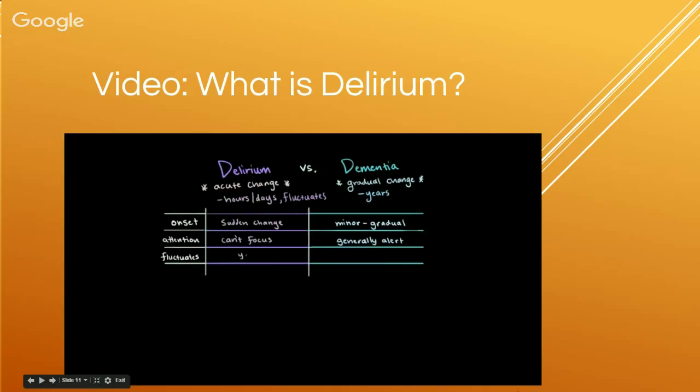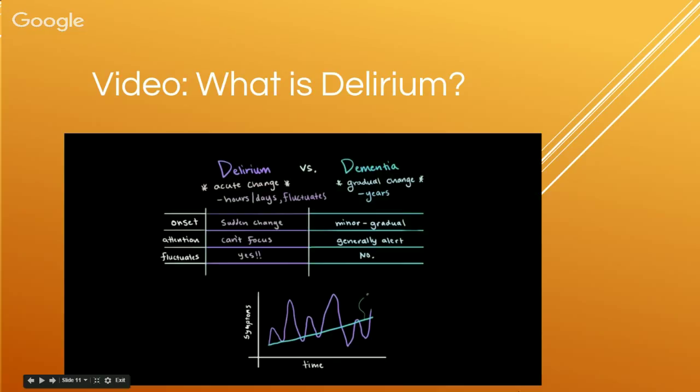Symptoms of delirium can fluctuate significantly, coming and going throughout the day. If you plotted them on a graph, it might look something like this, where symptoms come and go relatively frequently. Patients with dementia, though, will have a pretty constant level of memory and thinking skills over time. It might get worse gradually, but you don't see this huge fluctuation like with delirium.